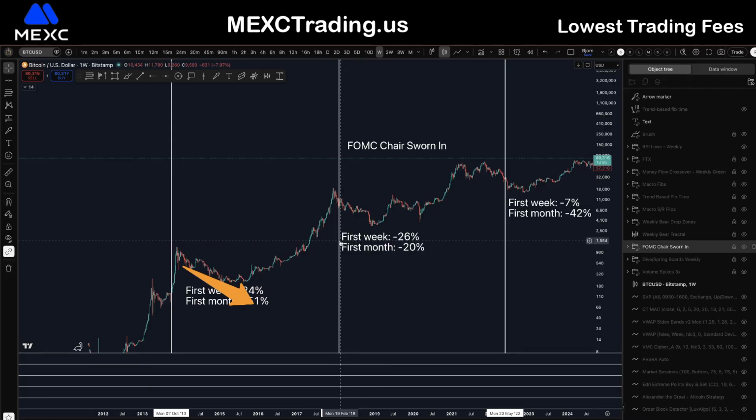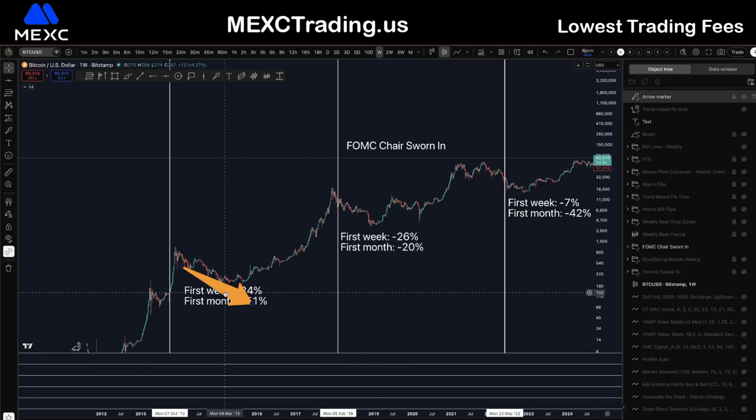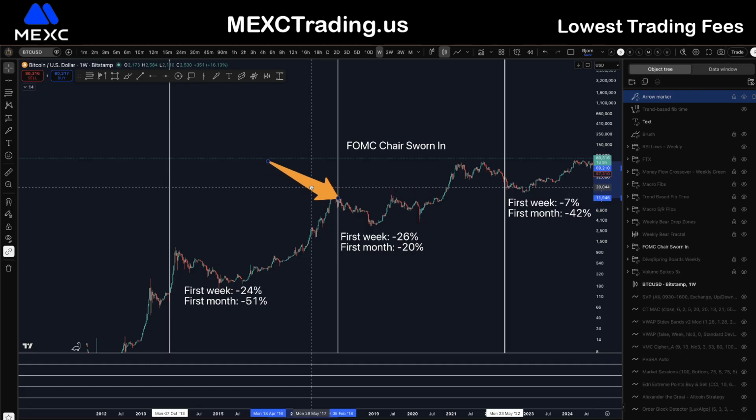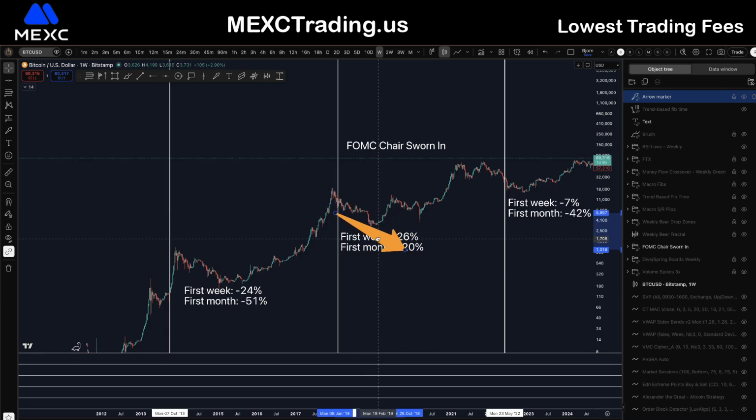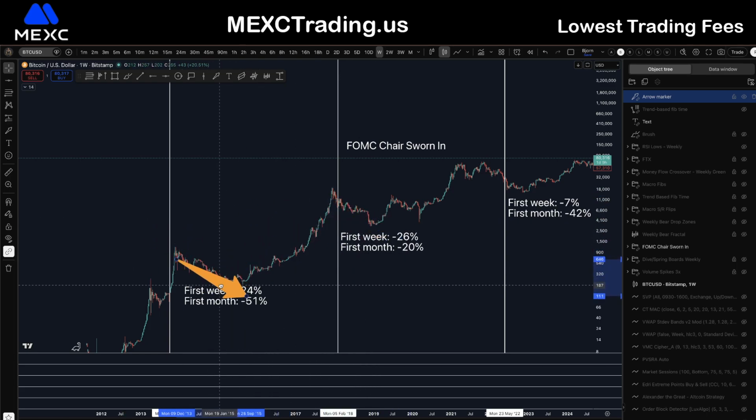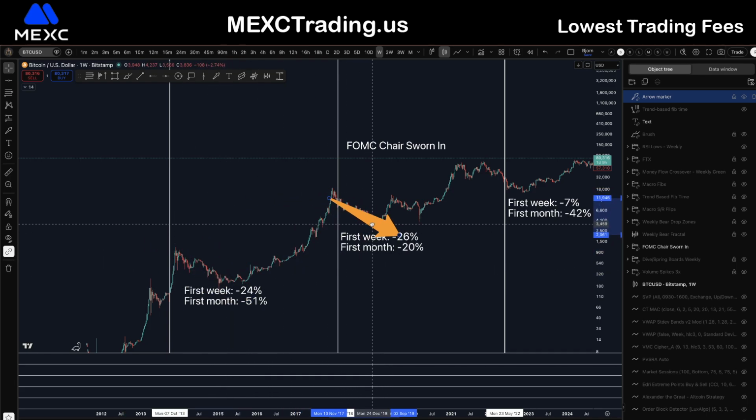In 2018, you had Jerome Powell take office. Same thing. I'm not going to zoom in on all this, but you rallied up into it. Then when he was sworn in on a Monday, you had a 26% drop that week. And that month was a 20% drop, which means you came back up 6% from the drop. So basically a 26% drop. First week here was 24%, first week there, 26%. Overall, 51%. Overall, 26%.